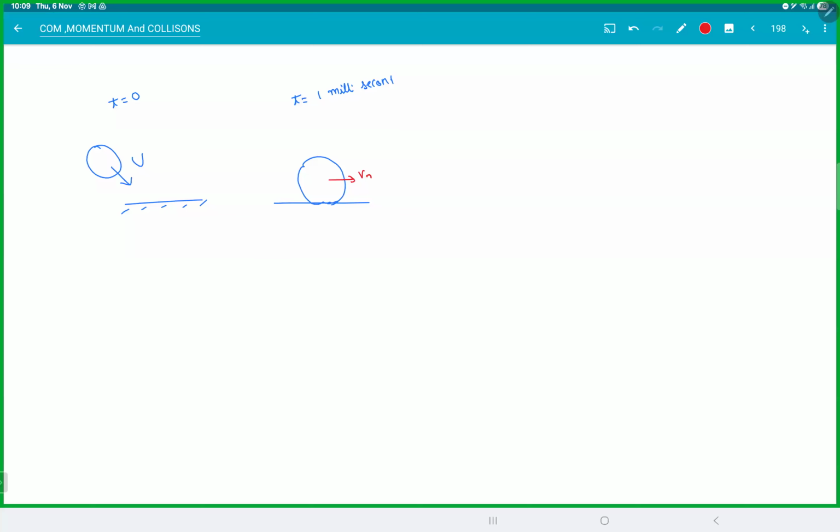The ball will have Vx, right? And the velocity is still downward, Vy. Velocity still didn't change. Friction is acting backward and normal reaction is acting forward. Maybe I should change the colors.